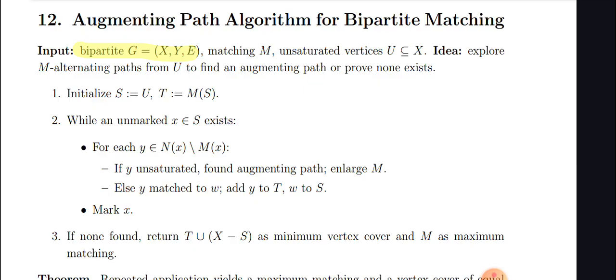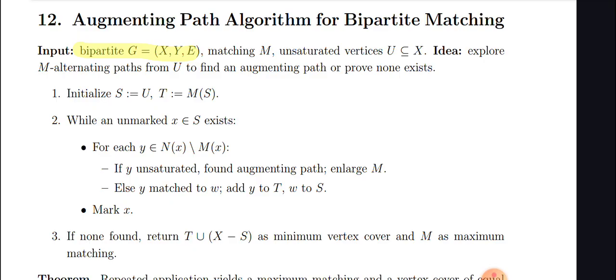It systematically explores M-alternating paths, but it only starts them from the M-unsaturated vertices in X, which we can call the set U. Let's focus on the sets we're tracking during the search. There's an S, a T, and a U. Right. S is the set of all vertices in X that we can reach from our starting unsaturated set U, but only by following M-alternating paths. Okay. And T is the set of vertices in Y that are part of this alternating path structure.